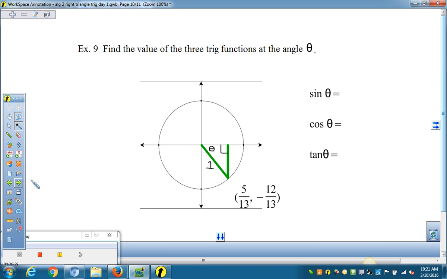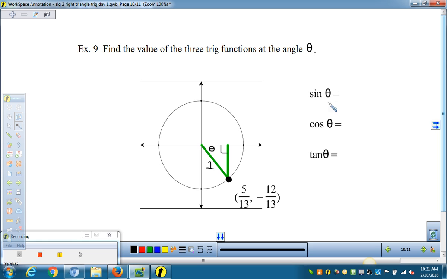All right, let's see how we can do that. Find the value of the three trig functions at the angle theta. Here's my theta. This is the unit circle again, so my hypotenuse is 1. And I gave you what this point is. This point is 5/13 for the x and negative 12/13 for the y. So if you think about it, you could go over 5/13 and down 12/13, correct? To get to that point. But we can make this easier.